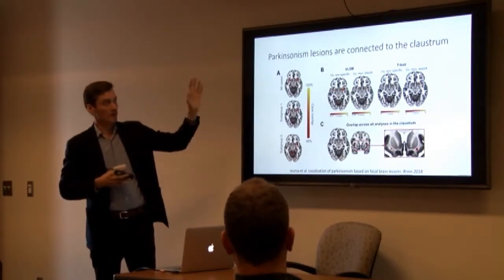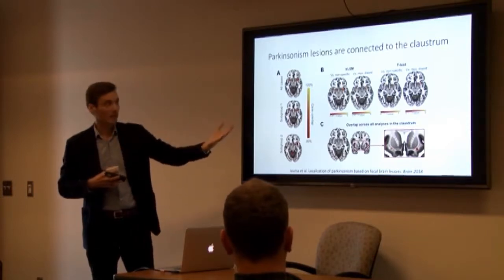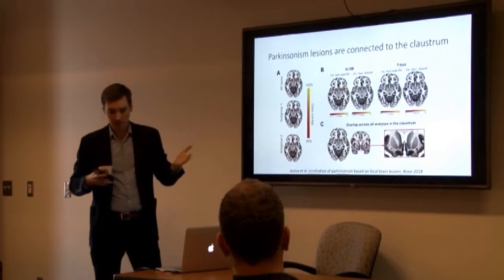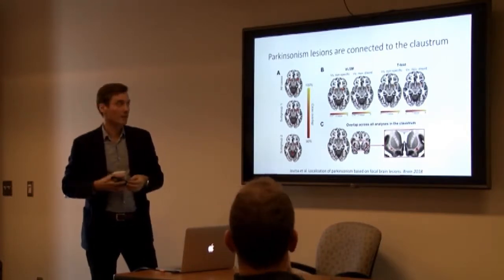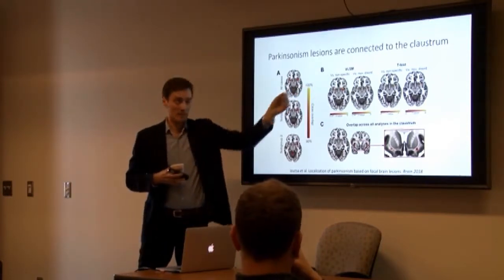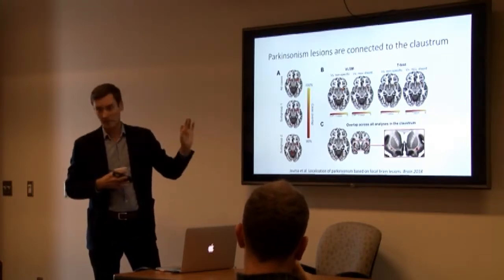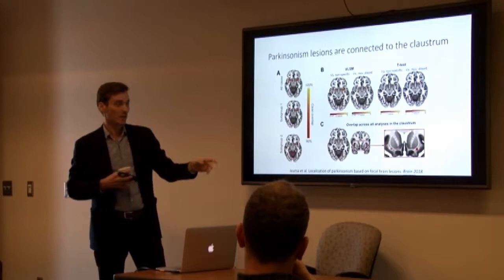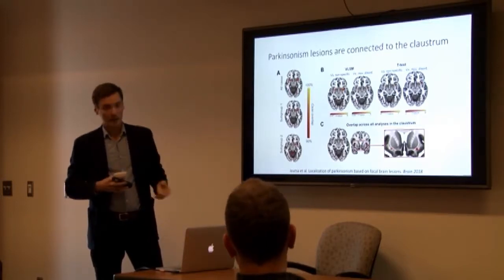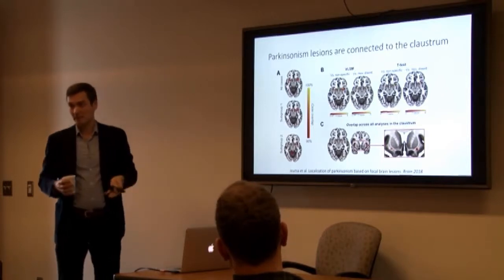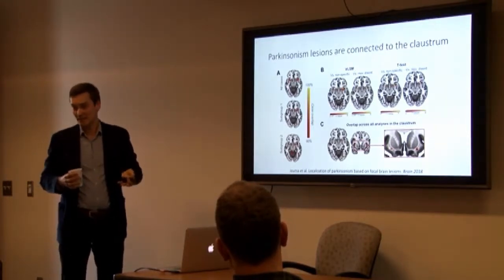We then compared these lesion connectivity profiles to random lesions that caused some other neurological or psychiatric symptoms, and to other movement disorders, and the single region in the brain that was always specific for Parkinsonism lesions was the claustrum. And this is quite a new finding, so at first we didn't even believe this ourselves.